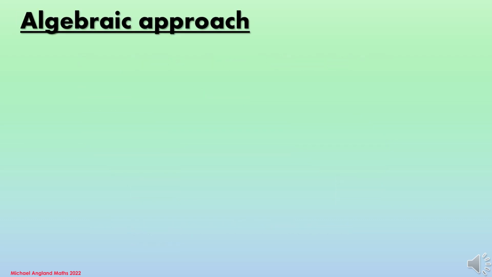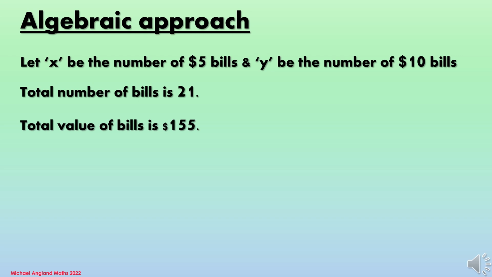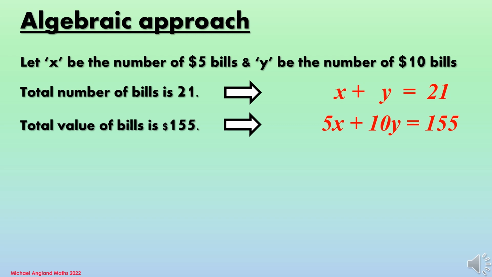If we were to use algebra, we might do this. Let x be the number of $5 bills and y be the number of $10 bills. The total number of bills is 21. The total value of the bills is $155. From the first equation, we might write x plus y is 21. In the second equation, we would write 5x plus 10y is 155, because x is the number of $5 bills, y is the number of $10 bills, 5x plus 10y is equal to 155.